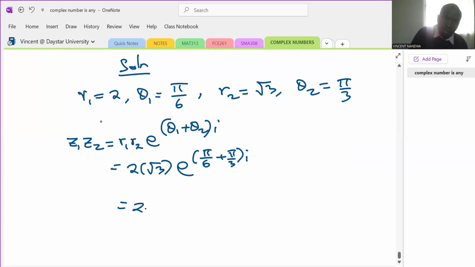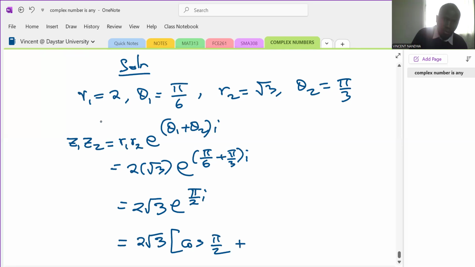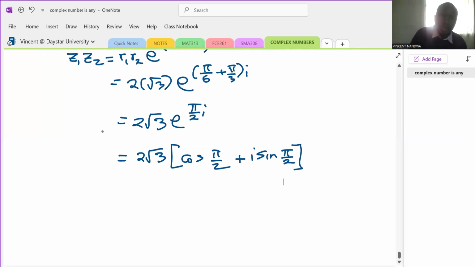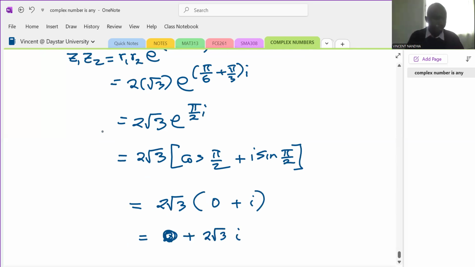So this will give us 2√3 e to the power pi over 6 plus pi over 3, which is going to give us pi over 2 i. So which is the same as 2√3 into cos pi over 2 plus i sine pi over 2. So remember, the exponential and polar form are always interchangeable. So this will give us 2√3 cos pi over 2 is 0, then plus i. So this is the same as 0 plus 2√3 i.